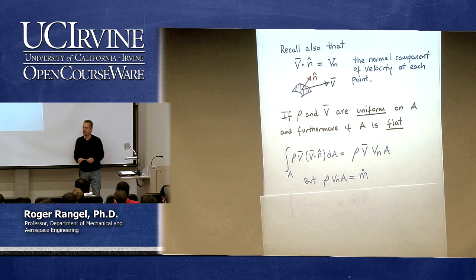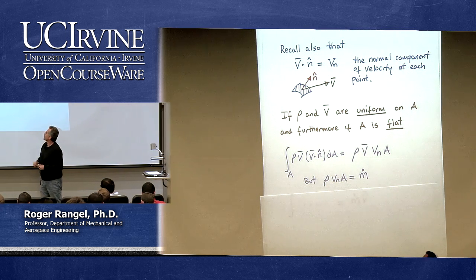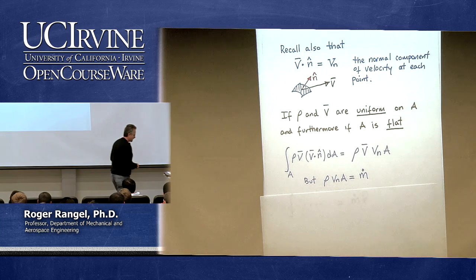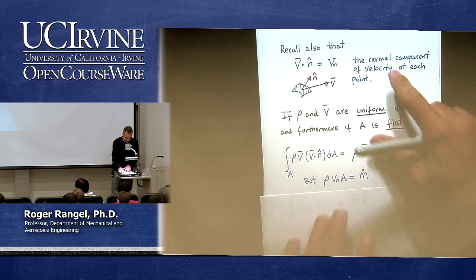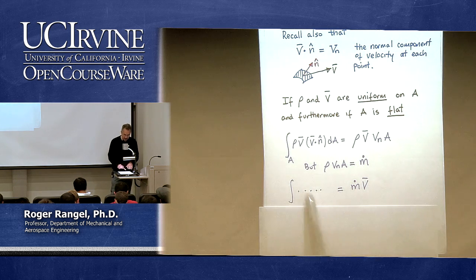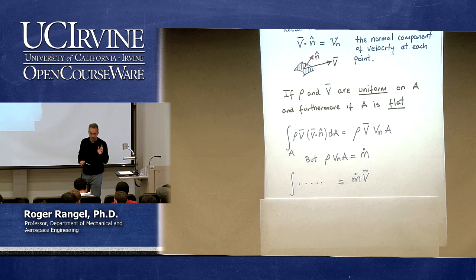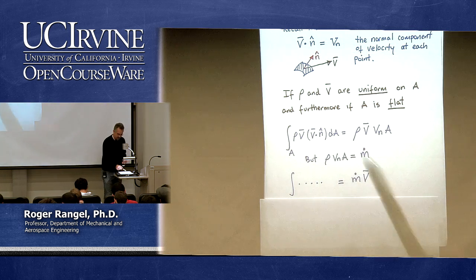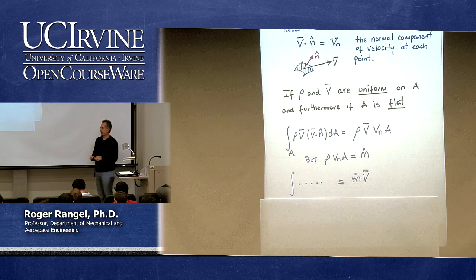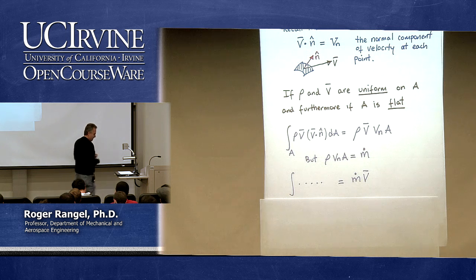That was the last question on the iClicker set of questions, right? Take the normal velocity times the density times the area, that's the mass flow rate. So my integral really boils down to this. This integral of rho velocity v times v dot n times dA boils down to just m dot v. That's a simplification with all the assumptions that we made.